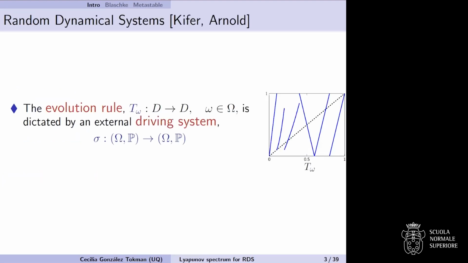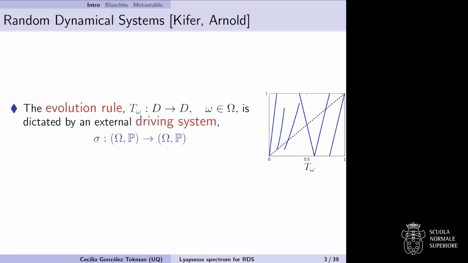So random dynamical systems, we'll be talking about systems in discrete time. So we're composing maps T indexed by some omega. In most of the talk, D will be just the interval or the circle, and omega will represent the state of an external system that we call the driving system, or we also think of it as the state of the environment. And this system is evolving completely independently to the system that we are observing. So this has its own dynamics given by sigma from omega to itself.